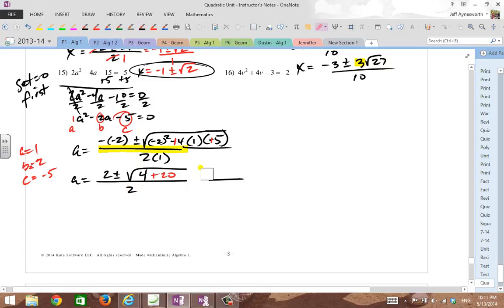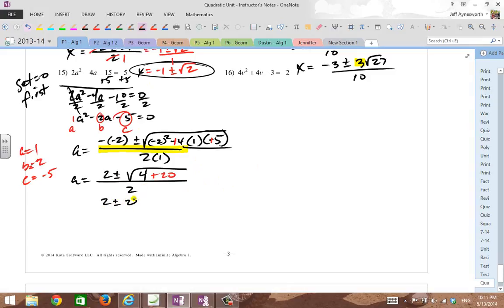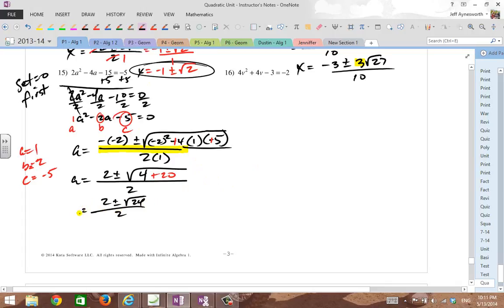At this point, I just go for it. I got 2 plus or minus the square root of 24, divided by 2. I have to split the root. 24 is 4 times 6, so root 4 times root 6, all divided by 2. I get 2 plus or minus 2 rad 6, all divided by 2.